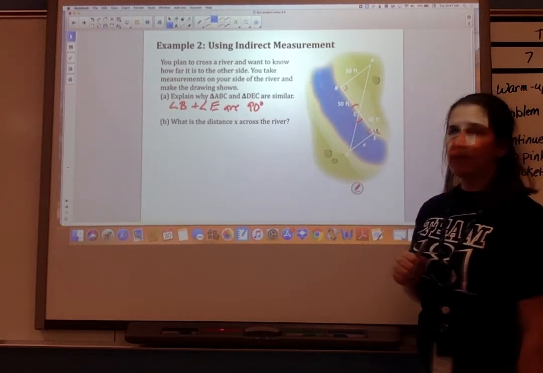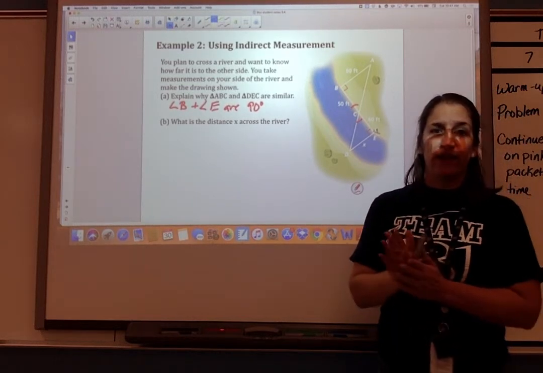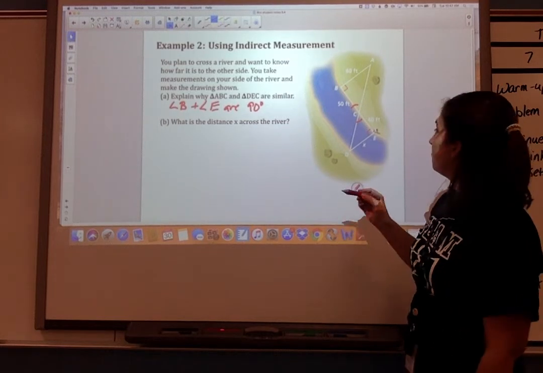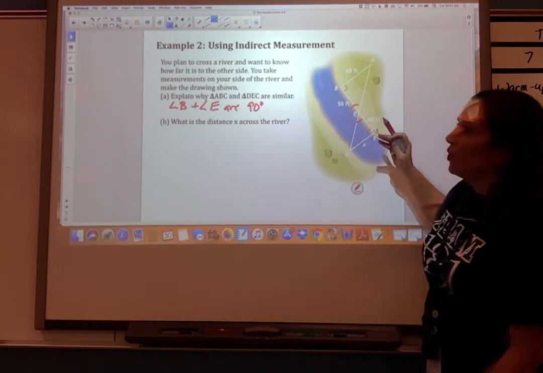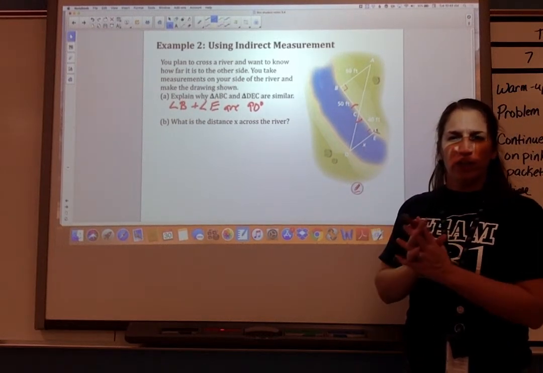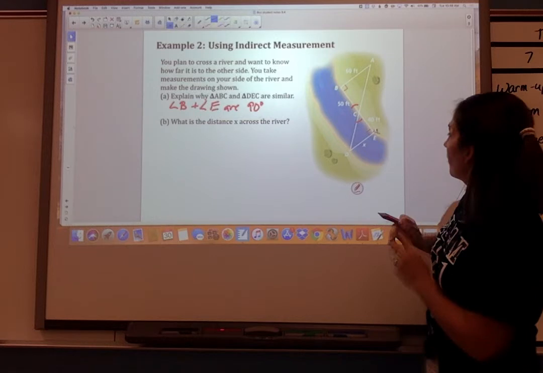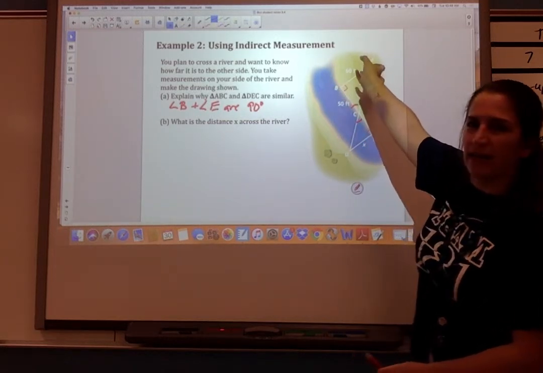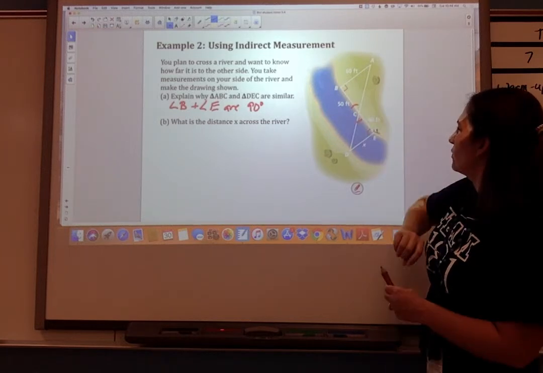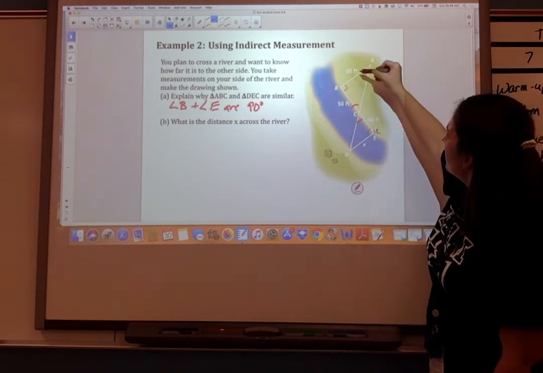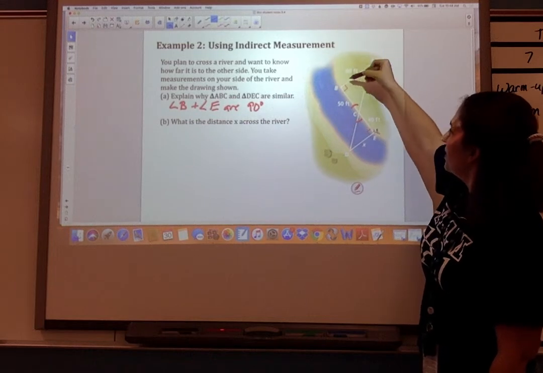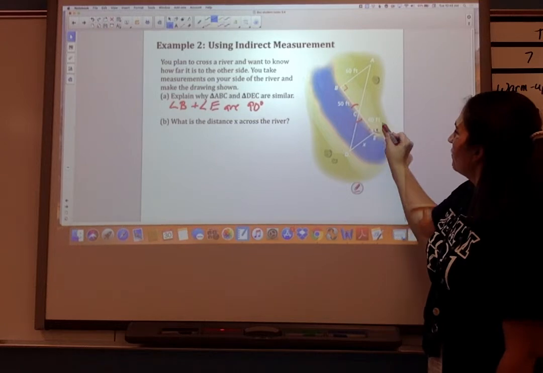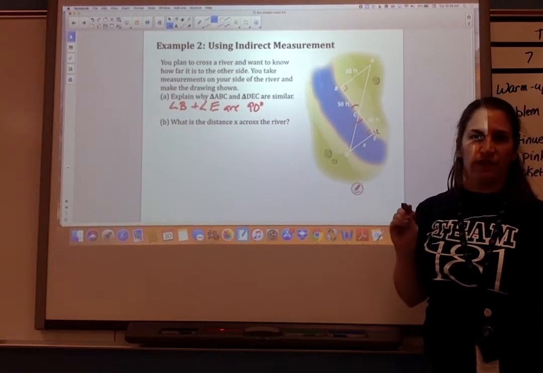Okay, so we're going to use the fact that these are similar triangles to find the distance across the river, and we're going to do that by setting up a proportion. So we need to look to see which sides and which angles correspond to each other. So if we take this angle and kind of turn it 180 degrees, we can see how those would line up. So this 60-foot side corresponds with X, and this 40-foot side corresponds with the 50-foot side.